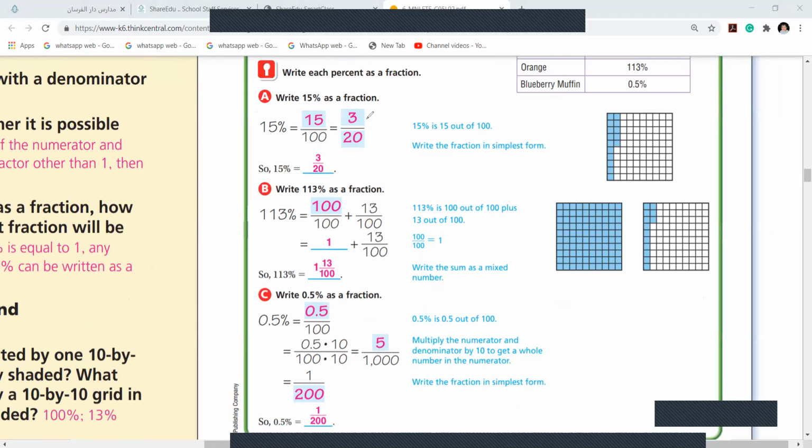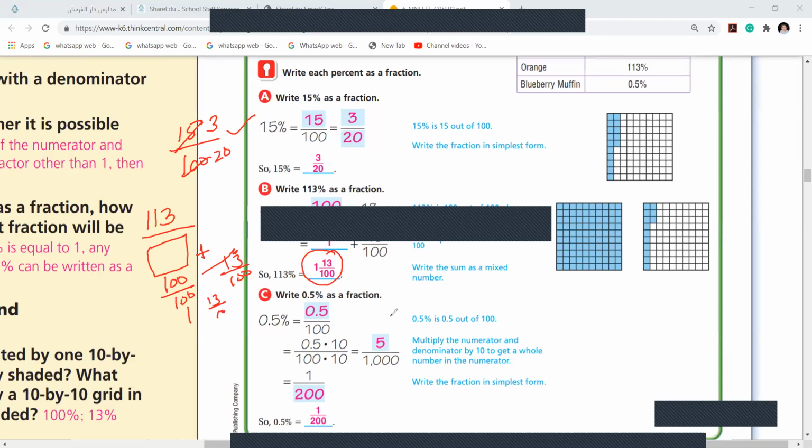Vateen, I will explain it again. 15 over 100, you are actually simplifying it. You know how to simplify? Yeah. 5 3s and 5 20s. This question you understood. For 113, if they ask you to draw, you cannot just draw 113 in a 100 box. It's 100 plus 13. That's why 100 by 100 and 13 by 100. Why over 100? Because it's a percentage. So this is 1 whole and 13 by 100. Now 0.5, 0.5 over 100.